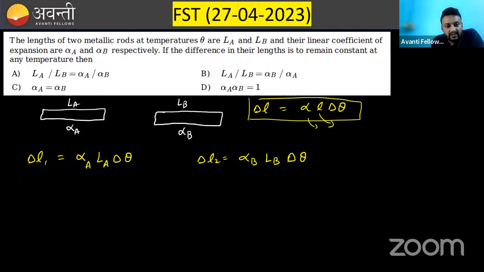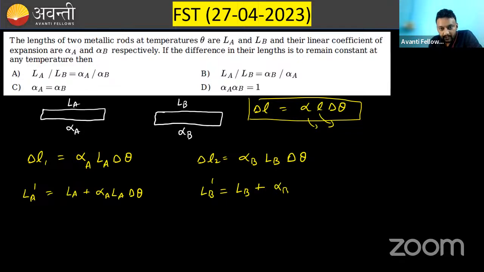Now, this is the change in length. So the new length, let's suppose it is LA dash, will be original length plus change in length. So that is LA plus change in length, which is alpha A LA delta theta. Similarly, new length LB dash is equal to original length, which is LB, plus change in length, which is alpha B LB delta theta.